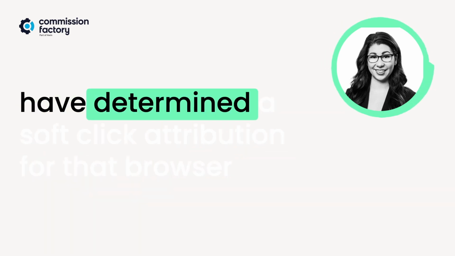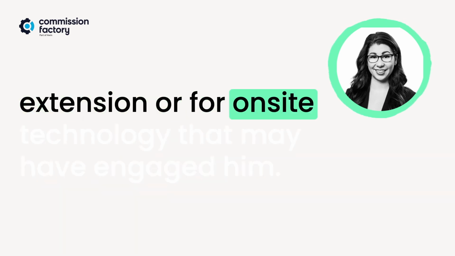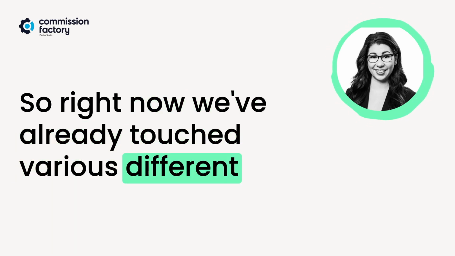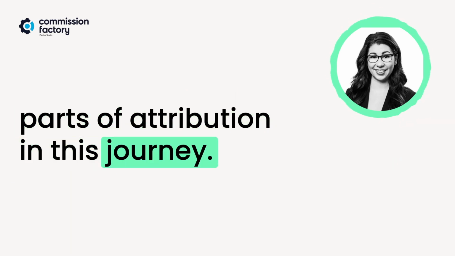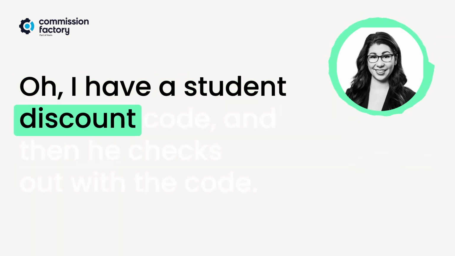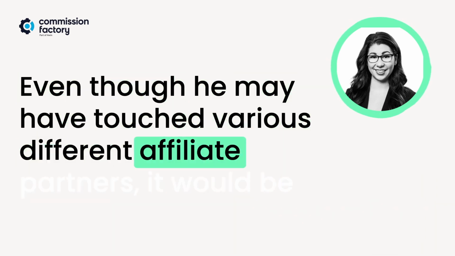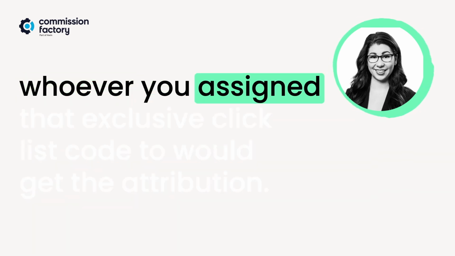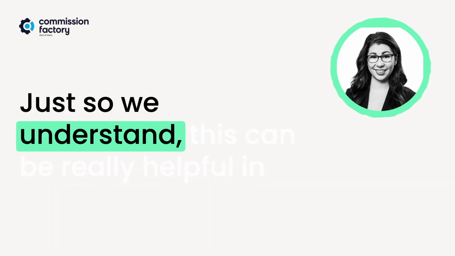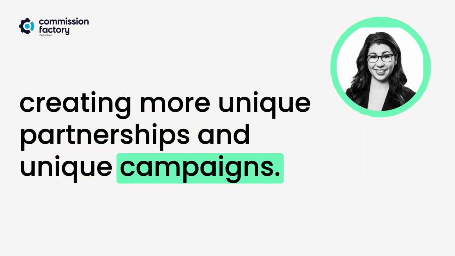But maybe you have determined a self-click attribution for that browser extension or for on-site technology that may have engaged him. So right now, we've already touched various different parts of attribution in this journey, but maybe Jack gets to the very end and remembers, oh, I have a student discount code. And then he checks out with the code. Even though he may have touched various different affiliate partners, it would be whoever you assigned that exclusive clicklist code to would get the attribution. Just so we understand, this can be really helpful in creating more unique partnerships and unique campaigns.